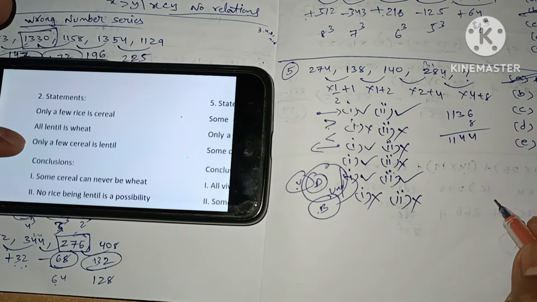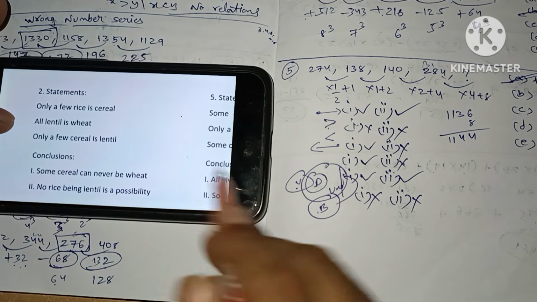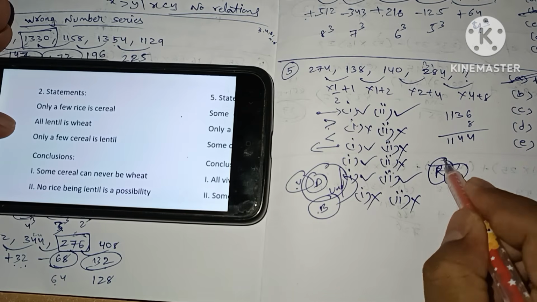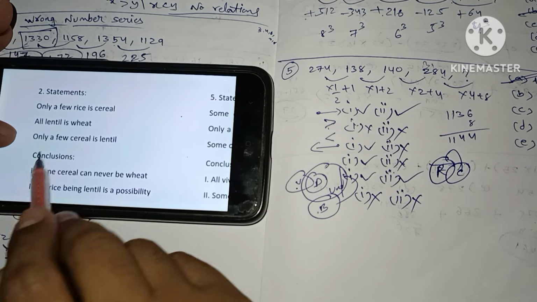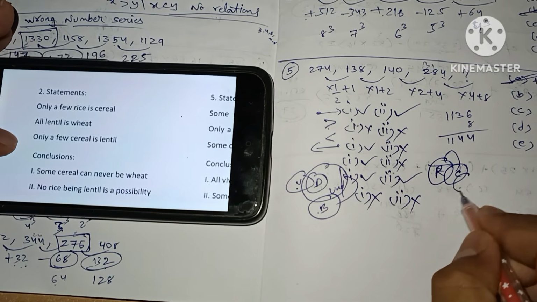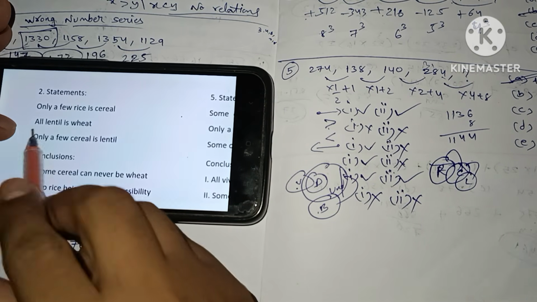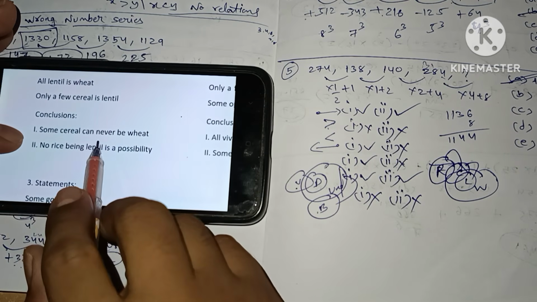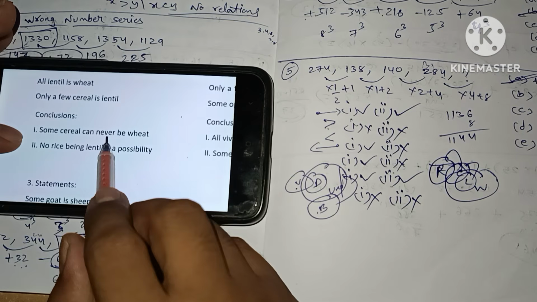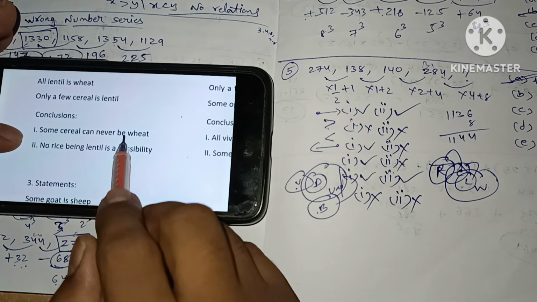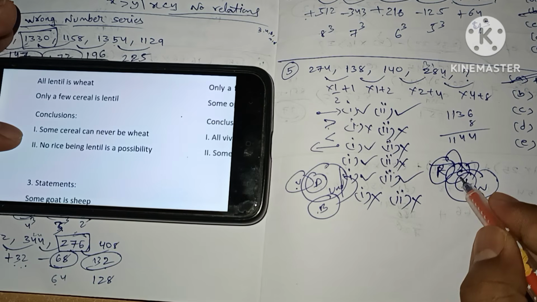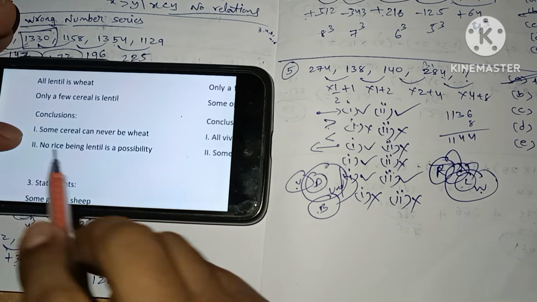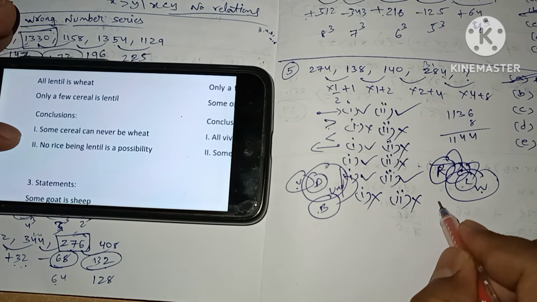Next, second question. Only a few rice is cereal. All lentil is wheat. Only a few cereal is lentil. Let's see conclusions. Some cereal can never be wheat. So we see never here. So we check all cereal can be wheat. All cereal can be placed inside wheat. Is it possible? Yes, it is possible. All case possible means some never case fails. So first conclusion will be false.